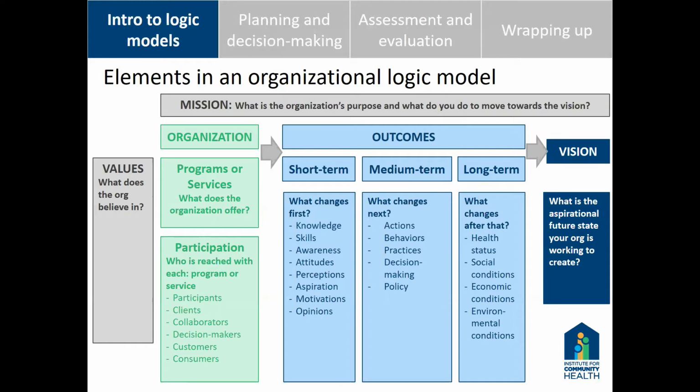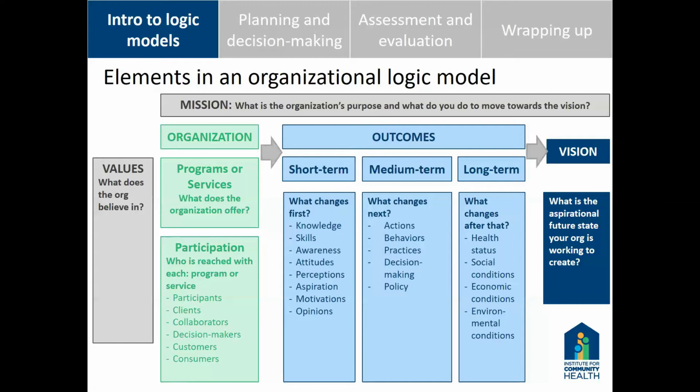You also see that on the left-hand side, we have values, so what the organization believes in. Oftentimes, organizations may have value statements, and I think that having the values over here really shows what the organization believes in and how those values really inform the rest of the logic model and their work. Over here we have outcomes. They're all really similar to the previous outcomes we discussed, but again, they would be at a much higher level.